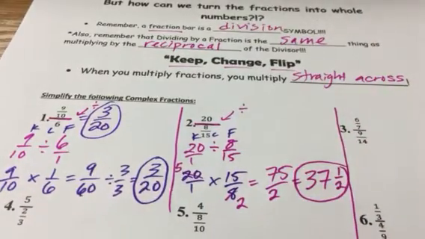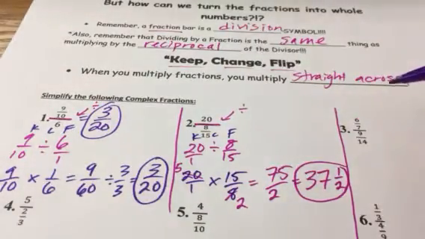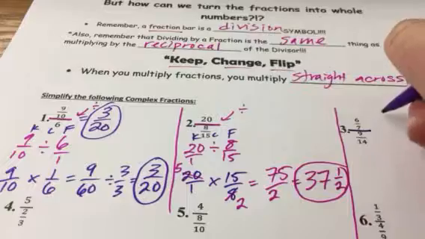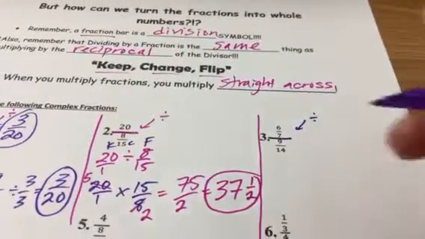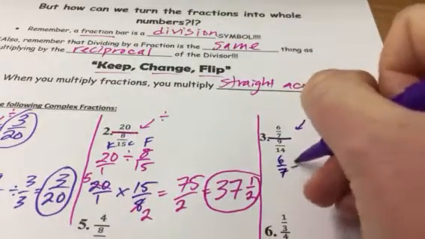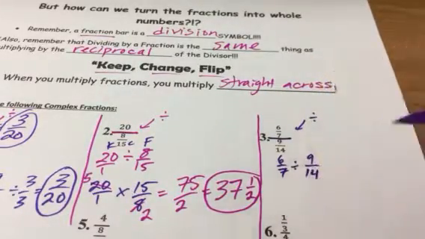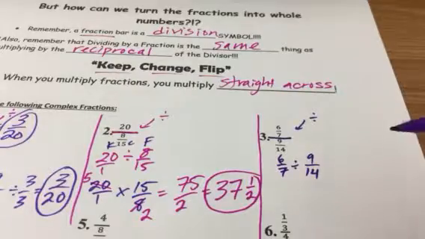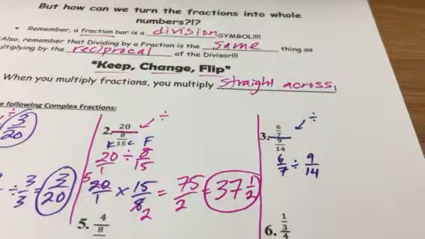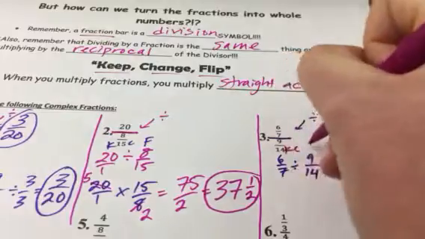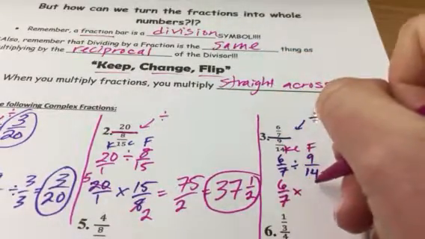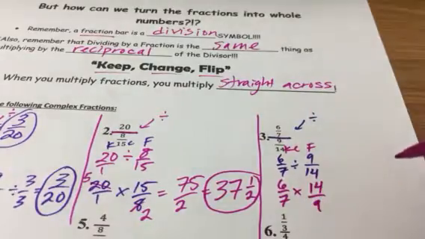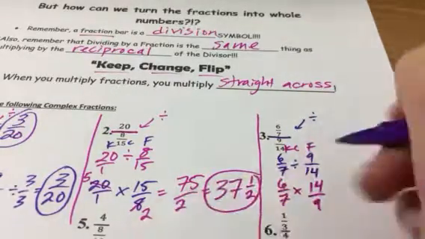Let's take a look at this last example together, and then I'll leave you alone to do the rest. This is a quadruple complex fraction. Again, this major fraction bar is a division symbol. So this is going to be 6/7 divided by 9/14. So we're going to change this into a multiplication problem. We're going to keep, change, flip. So this is 6/7 times 14/9.